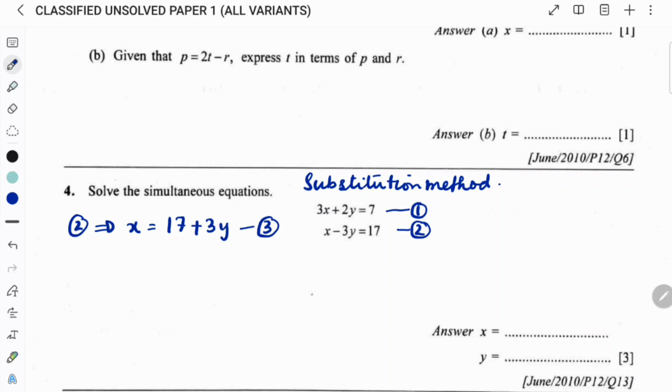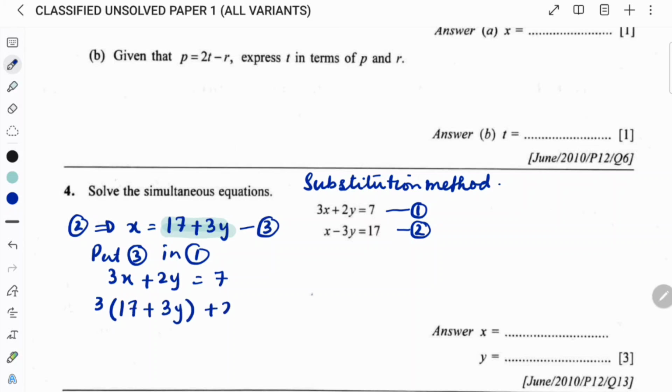If you substitute back in equation 2, you cannot get any answer. Everything will cancel. So what do we do? If it has come out from 2, substitute in 1. Remember this. So okay, now put 3 in 1. Equation 1 is 3x plus 2y equals 7. In place of x, we are substituting x equals 17 plus 3y. So 3 times (17 plus 3y), I'm just substituting, and plus 2y as it is.